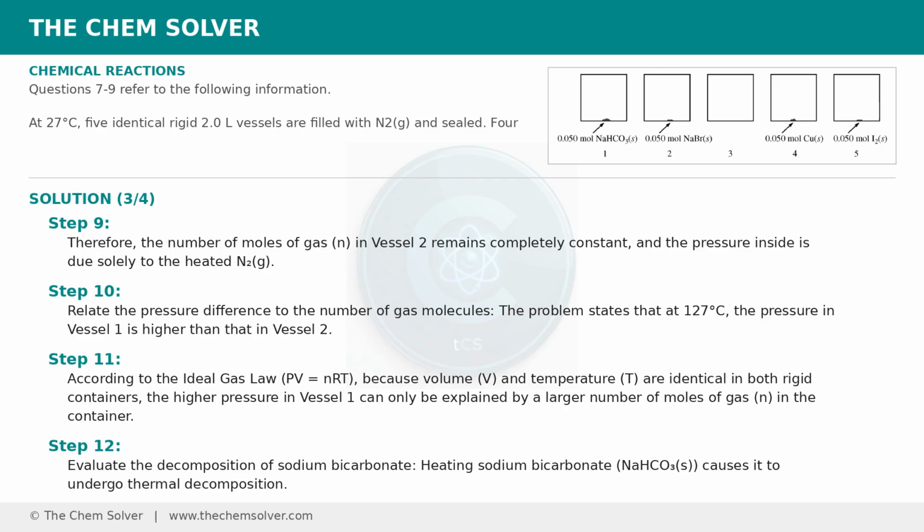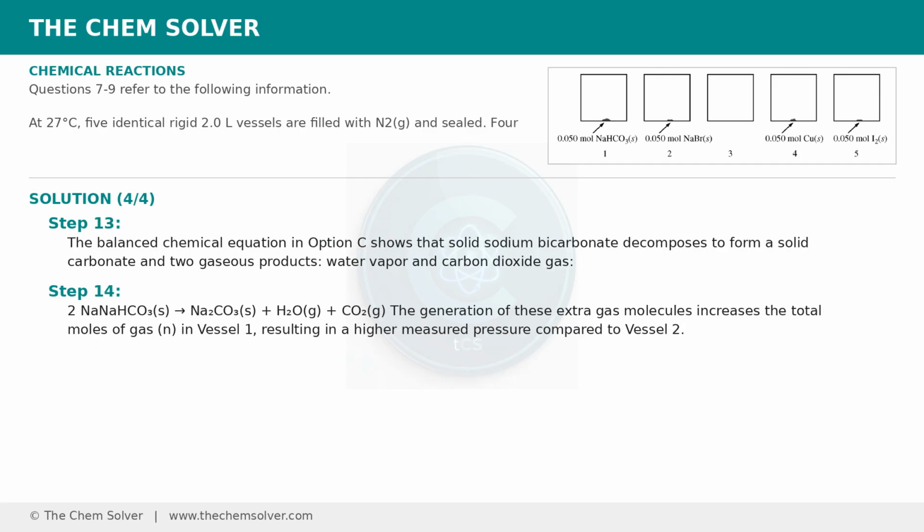Evaluate the decomposition of sodium bicarbonate. Heating sodium bicarbonate, NaHCO3, causes it to undergo thermal decomposition. The balanced chemical equation in option C shows that solid sodium bicarbonate decomposes to form a solid carbonate and two gaseous products, water vapor and carbon dioxide gas. 2 NaHCO3 gives Na2CO3 plus H2O plus CO2. The generation of these extra gas molecules increases the total moles of gas, N, in vessel 1, resulting in a higher measured pressure compared to vessel 2.